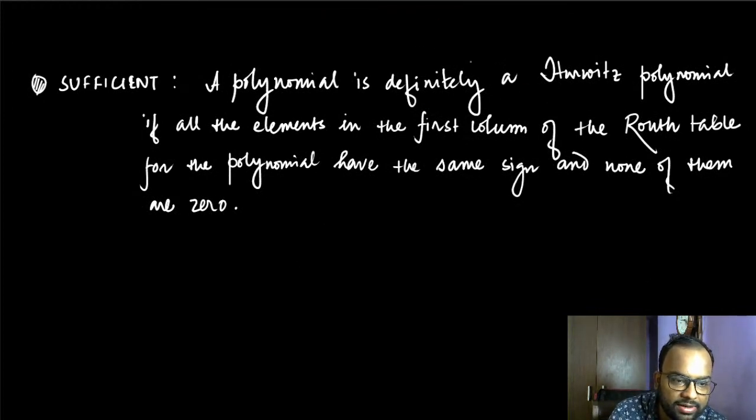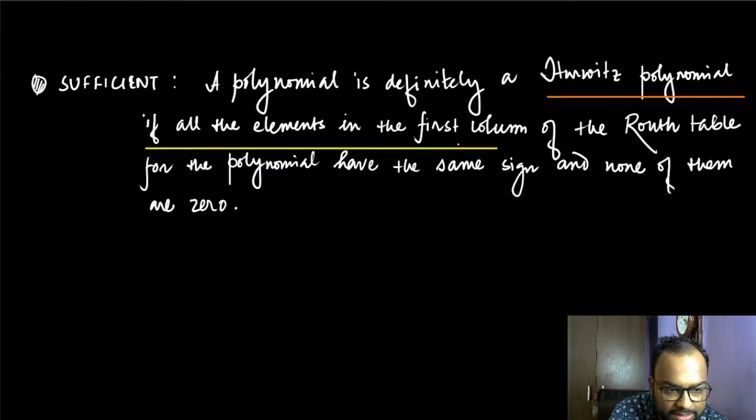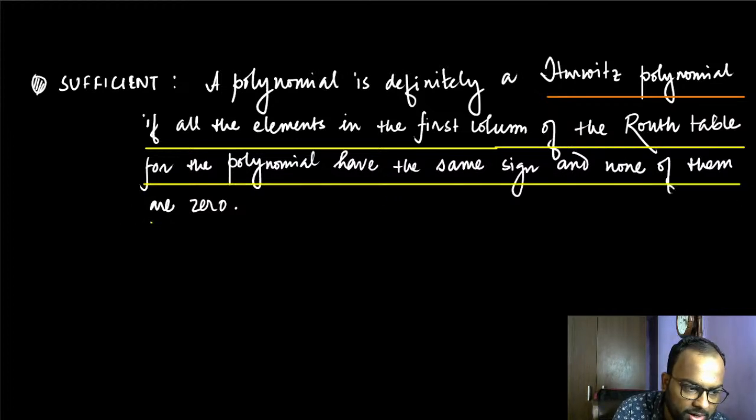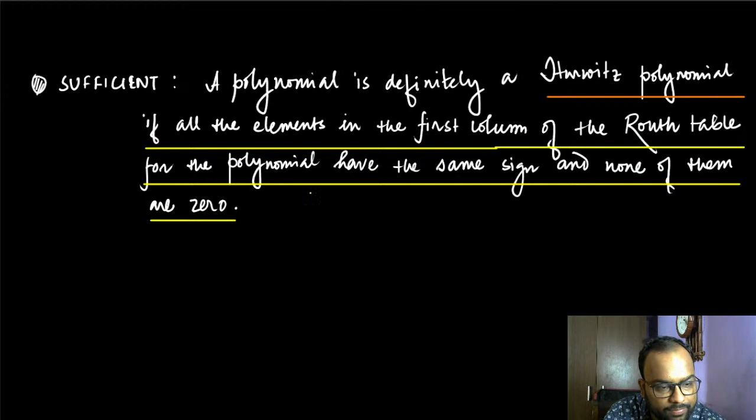So now again, just try to figure out what the implication is here. The implication is that a polynomial is a Hurwitz polynomial, right? So that's the implication once again. And what is the condition? The condition is that all the elements in the first column of the Routh table for the polynomial have the same sign and none of them are 0. That's the condition here. So this is the implication here.